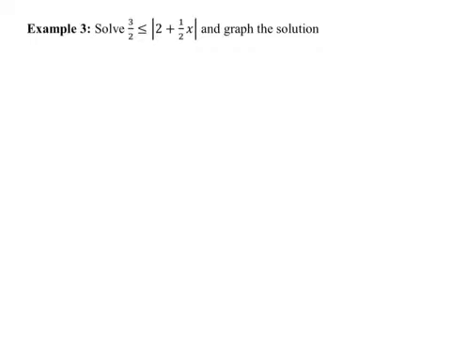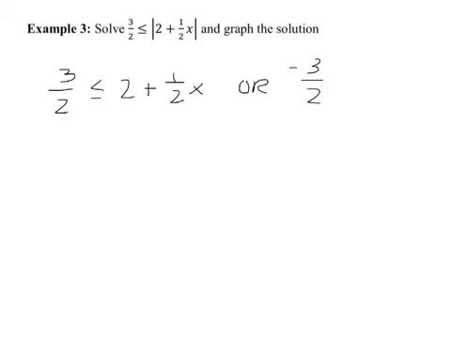So we have the following. We have 3/2 less than or equal to 2 plus 1/2 x, or negative 3/2 greater than or equal to 2 plus 1/2 x. Okay, again, solving it the same way as we did earlier. So let's go ahead and take a look.